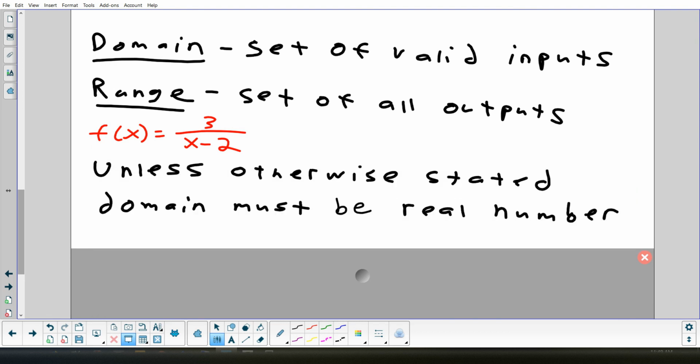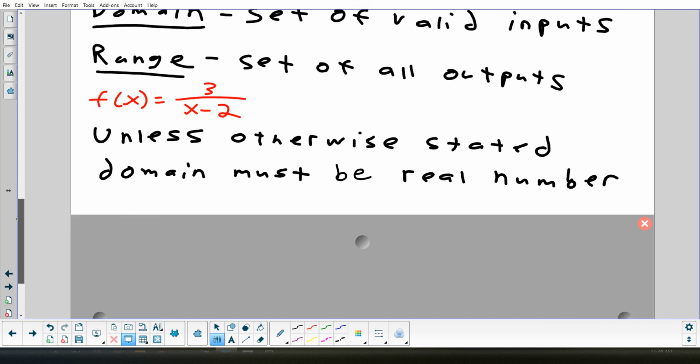Unless otherwise stated, we're working in the real number system. So domain has to be a real number. That comes into play when we did the square root problem. The domain was only numbers bigger than negative 20, or equal to negative 20.